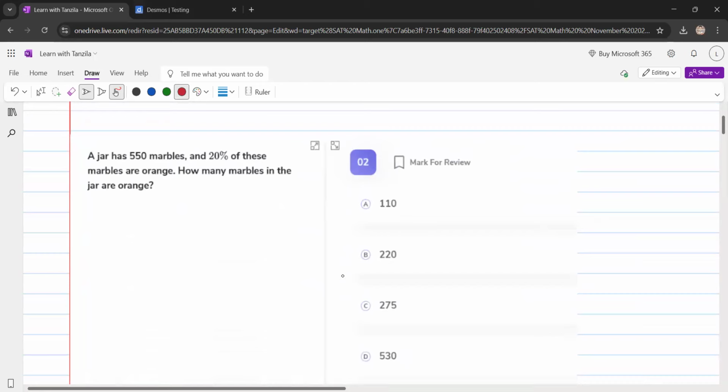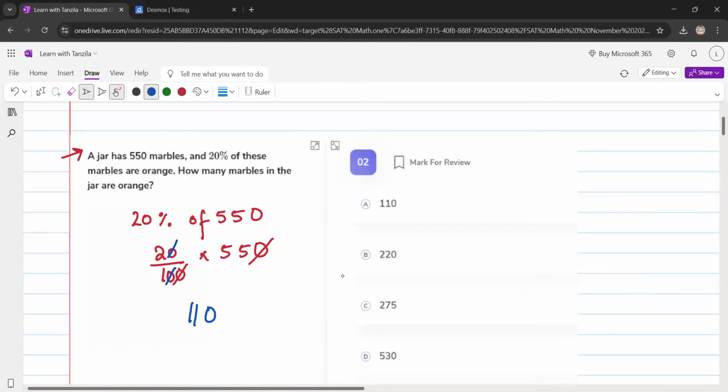Question 2 is this. A jar has 550 marbles and 20% of these marbles are orange. How many orange marbles are in the jar? So this is a simple percentage question. We have to find 20% of 550. 20% is 20 over 100. Of is times, 550. You can cancel out the zeros. 2 times 55 is 110. And that is your answer.